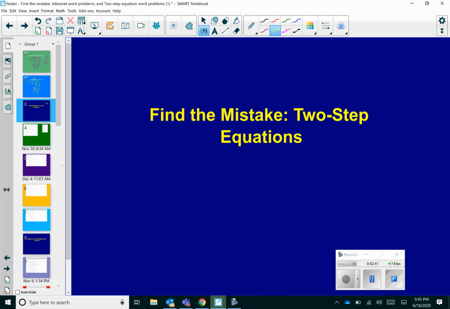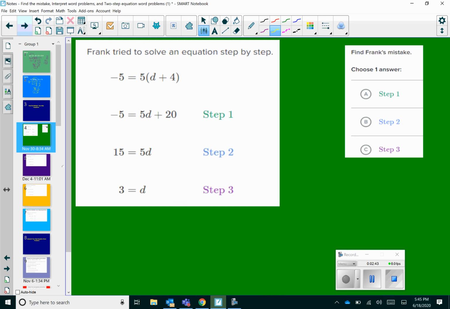Okay, so let's move into finding the mistake. Basically, they're going to give you a problem here, and you have to determine if they made a mistake, and if they did, in which step. Now, here I can see that I have a 5 on the outside, so I could either do it one of the two different ways I showed you. We can either distribute first, or I can factor out the 5 first. Looking at step 1, it looks like they distributed, so let's do it that way.